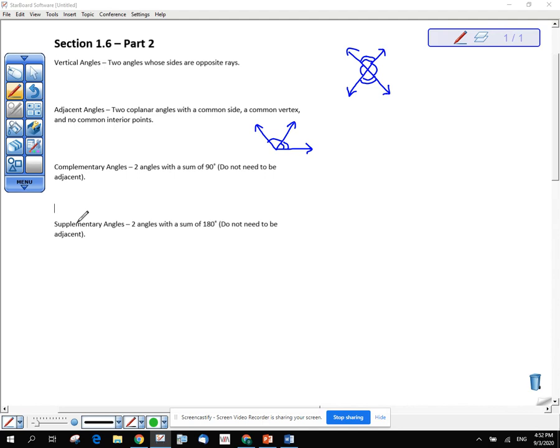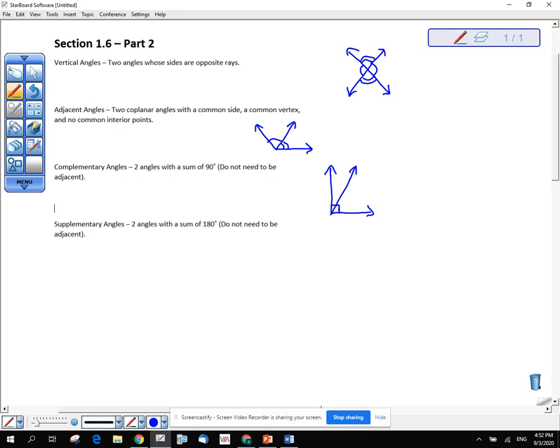Okay, moving on. You've probably heard this word before, but let me just make sure. Complementary angles, those aren't angles that say nice things about you. Complementary angles are angles that add up to 90 degrees. They do not need to be adjacent. They can be, but they do not need to be adjacent. A common way would be to show a 90-degree angle, something like this. And this little block here suggests a 90-degree angle.